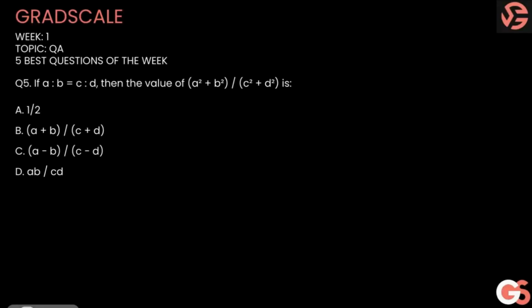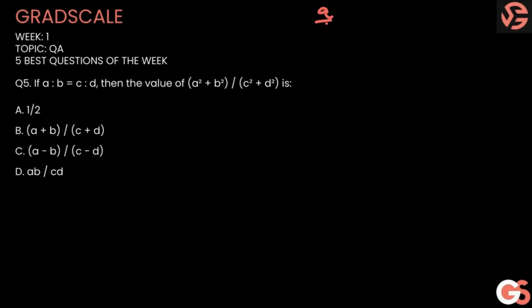I hope you have reached till this part of the video. So let's just solve it. So if A by B is equal to C by D, then the value of A square plus B square by C square plus D square is.